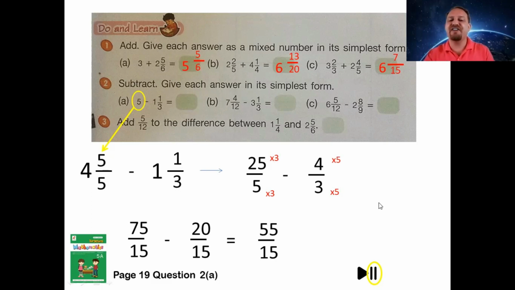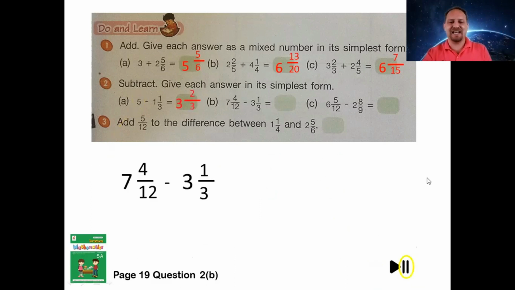55 divided by 15 gives us 3, with a remainder of 10 over 15. Did you simplify your answer? If not, you can do it now. Simplified answer would be 3 and 2 over 3, okay? Because 10 divided by 5 is 2, 15 divided by 5 is 3. Always look to simplify your fractions, okay? Good. Question B. You may press the pause button now.